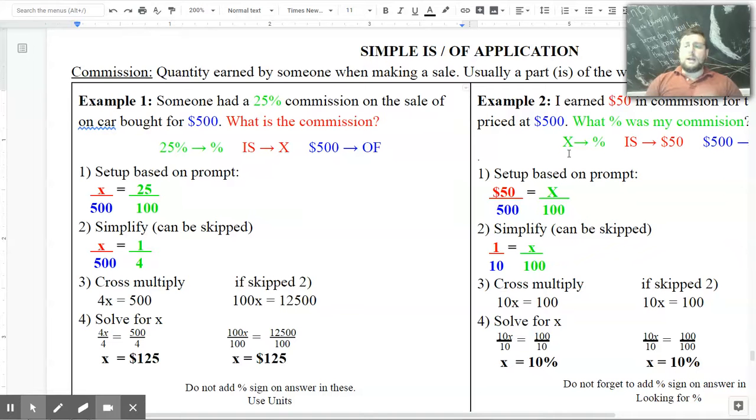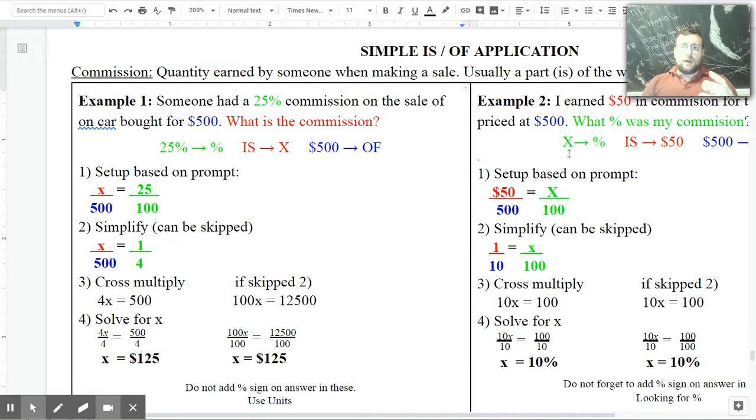So I want to do one more kind of problem here that has to do with commission. Commission is a little different from percent increase and decrease problems and the other applications that have to do with that, like tax and tip for increases or markup, and then discounts for percent decreases. Commission, you're just looking for a part of the whole.